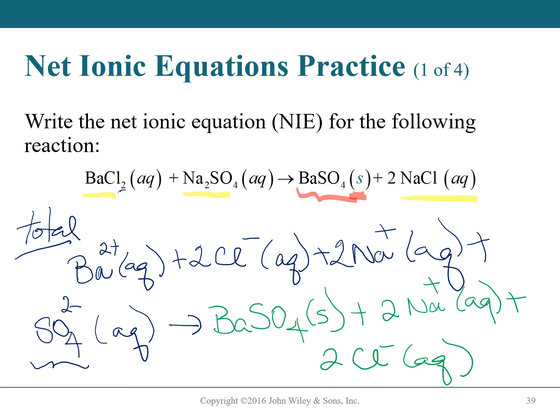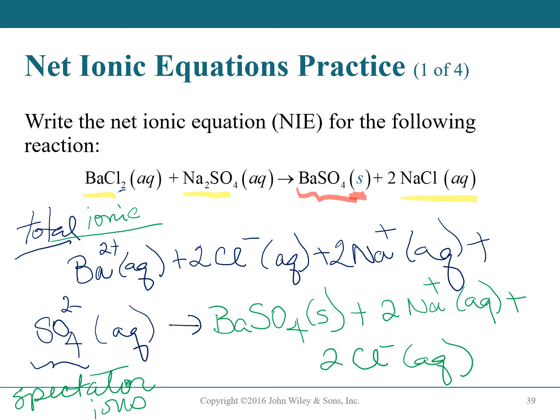Now that I have my total ionic equation, let's identify the spectator ions. Now remember, spectator ions are those ions that float around in solution. They're not part of the reaction. They just go, react. I'm going to watch.